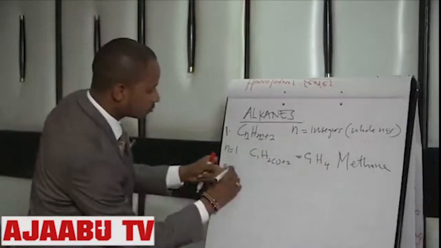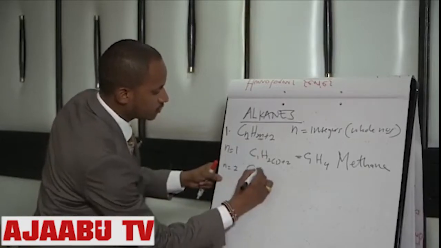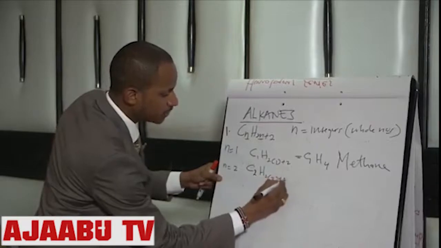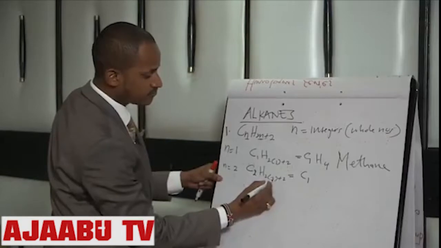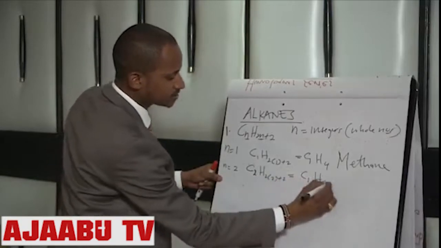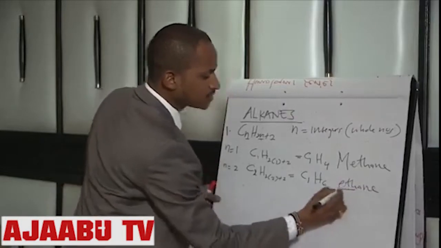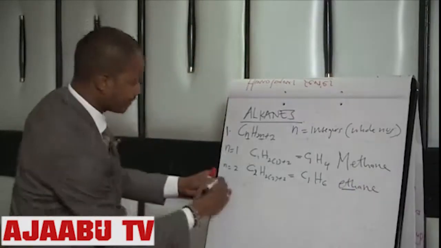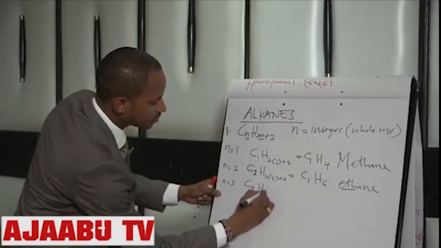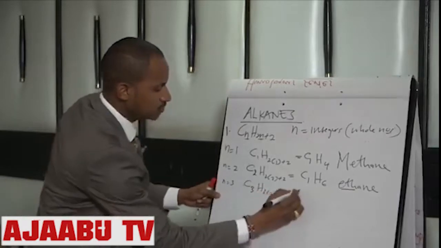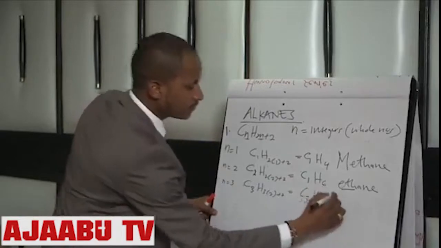When n is 2, you simply place it into C n, H 2 times 2 plus 2. This is going to give us C2, 2 times 2 is 4, 4 plus 2 is 6, C2H6. This is ethane. When it's 2, it is ethane, eth. When n is 3, it is C3, H 3 times 2 plus 2. That is C3H8. That is propane.